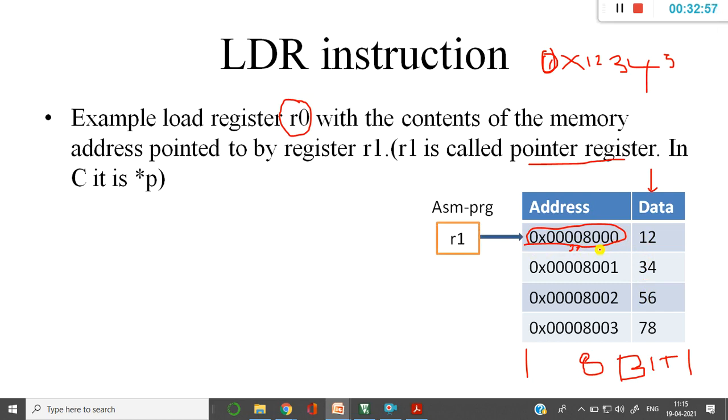What is R1 now? R1 is pointing to an address location. In a C program, we would use star P or star C or star A, whatever. So what is this? A pointer pointing to an address.